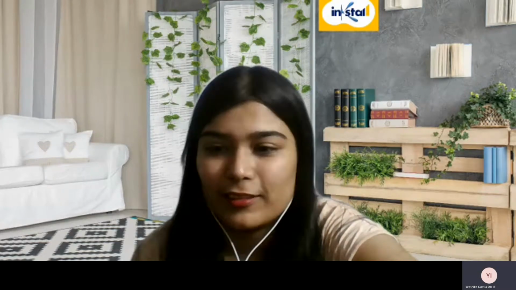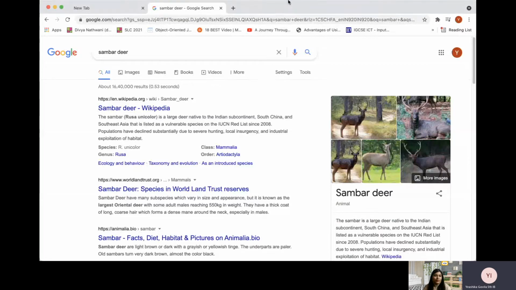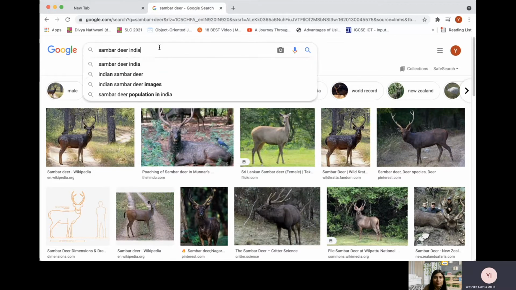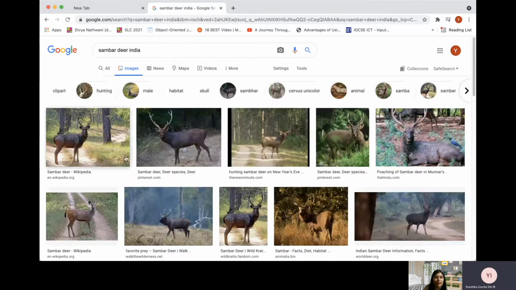I'll show it to you. Okay, I think it's the same. Just type sambar deer India. Yeah, it is there in India also. So this is what is called sambar. And also, in his name, they have written the name in italics. It seems like, yeah, just check the PDF.